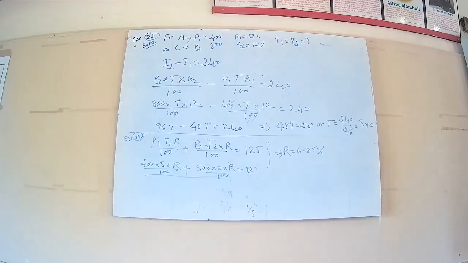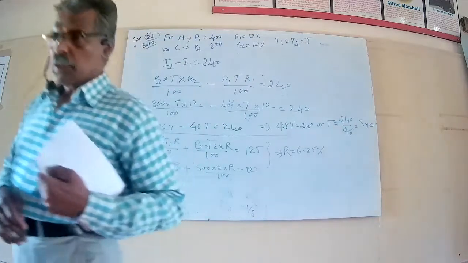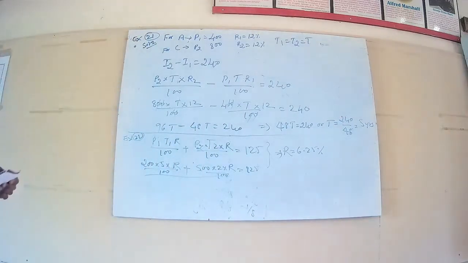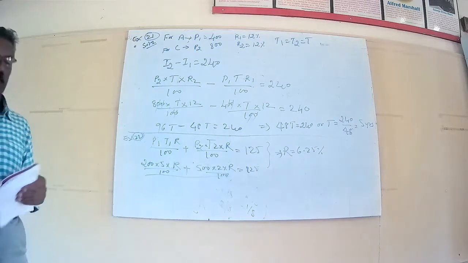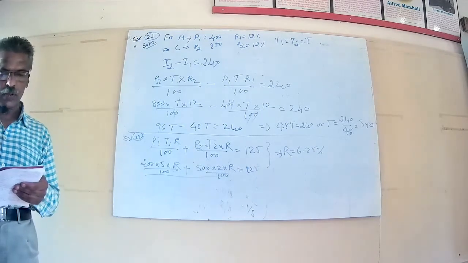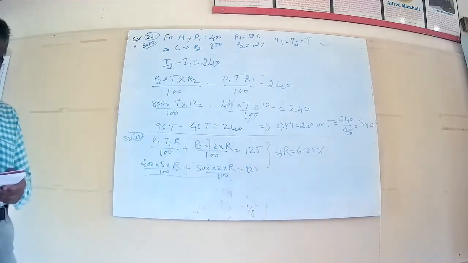A borrows rupees 400 from B at 12% simple interest per annum for a certain period. C borrows double the sum from B. Means whatever A borrows, C borrows double that money from B. So if A borrows a sum P, then C borrows the double sum, 2P.